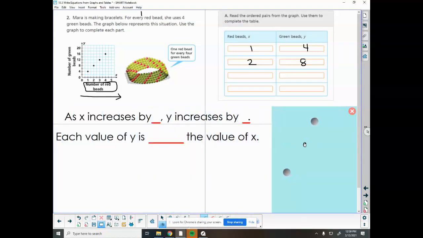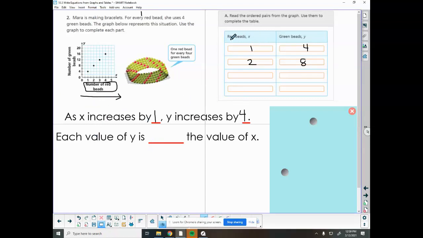Our next part asks us to notice patterns that we see. Every time X increases, so I notice, right, every time we're using 1 red bead, Y is increasing by how much? Y is increasing by 4, 8, 12, 16. And X is only jumping up 1, 2, 3, 4. So each value of Y is blank the value of X.